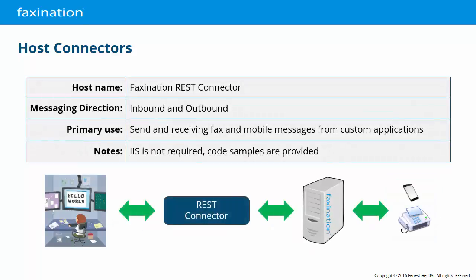Also new for Faxination 2016 is the REST connector. REST stands for Representational State Transfer, and it's similar to .NET Web Services, but has its own advantages and disadvantages. If you need to integrate with Faxination programmatically, it really comes down to which type of interface your developer is most comfortable with. The REST connector includes its own HTTP server, so IIS is not a requirement, and code samples are provided.